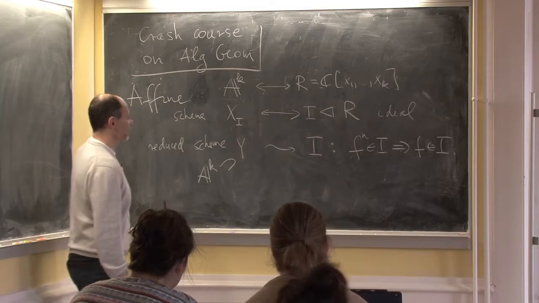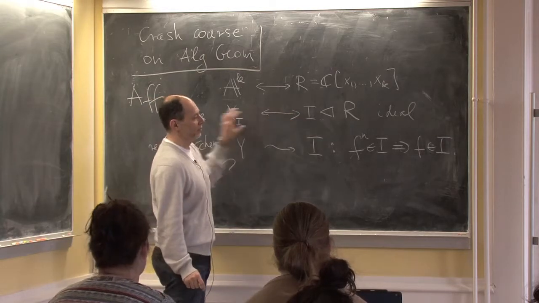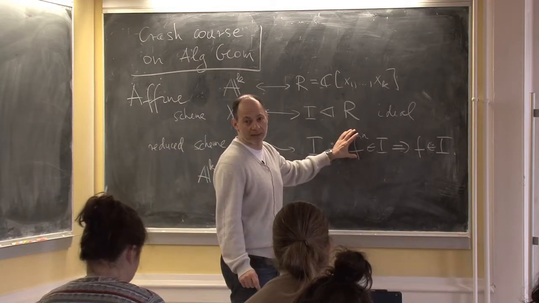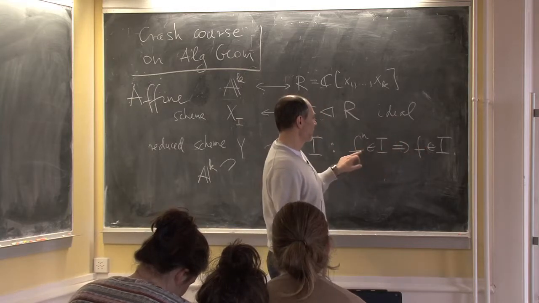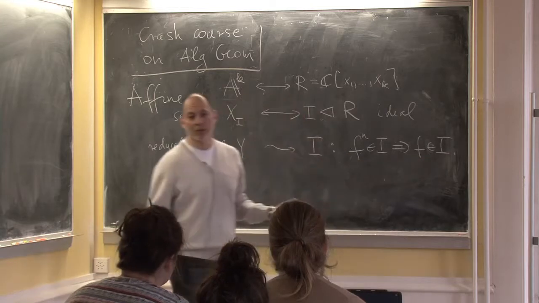It's kind of obvious, because if I want to think of this correspondence, and here I have all the functions that vanish on this set, then obviously if a power of a function vanishes on a set, then the function itself should also vanish on the set. So we cannot afford to have a power of a function in the ideal and the function itself not in, if I want to talk about sets.